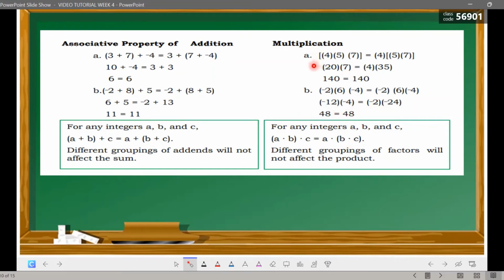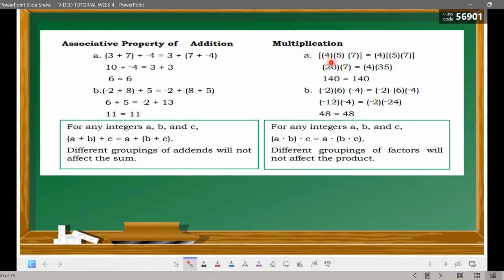So let's have the example letter A. So the quantity of 4 times 5, times 7, is equal to 4 times the quantity of 5 times 7. Okay, so dito, yung 20 ang magkasama. Tama ba? Yung 4 and 5 ang magkasama sa isang bracket. So 4 times 5 is 20, then times 7. So dito naman yung 5 and 7. So copy yung 4, then 5 times 7 is 35.